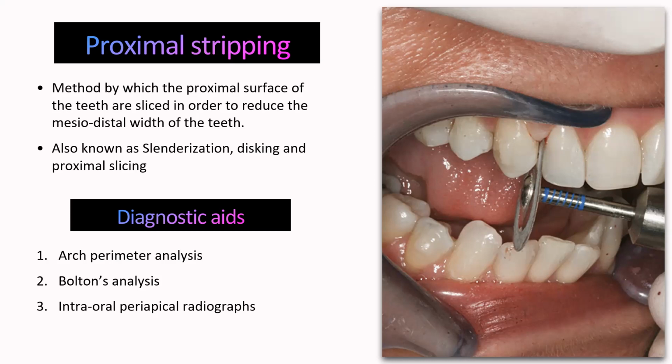So, diagnostic aids. You need to have certain diagnostic aids to confirm whether to perform proximal stripping or not. So, those are arch perimeter analysis, Bolton's analysis, intraoral periapical radiographs.